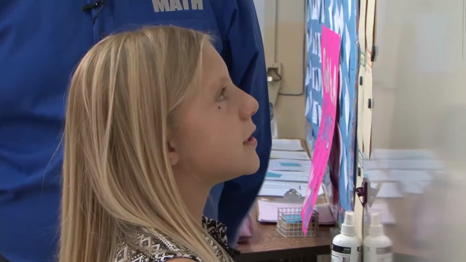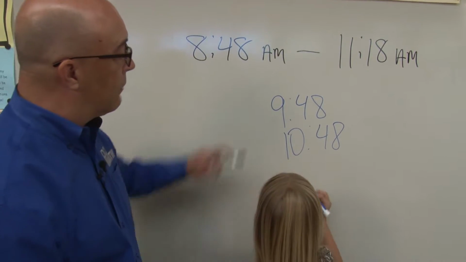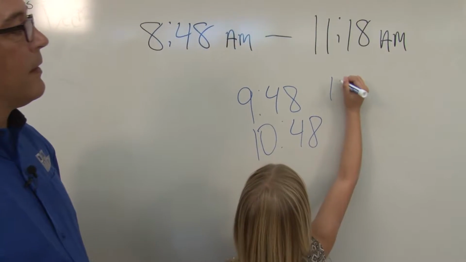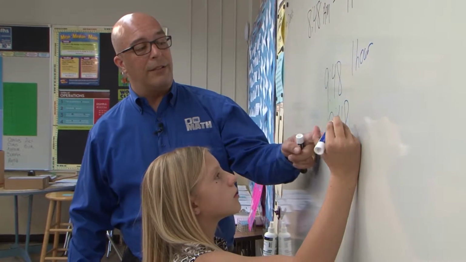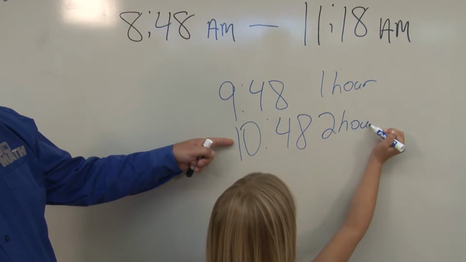And then 48 to 18, which is 30 minutes. Well, oh, I see what you're doing. But how about right here? Let's put 1 hour next to 9:48 so we know how much time has gone by. 1 hour. Okay, and then from 9:48 to 10:48 was? 2 hours. Okay, so you've gone 2 hours now.